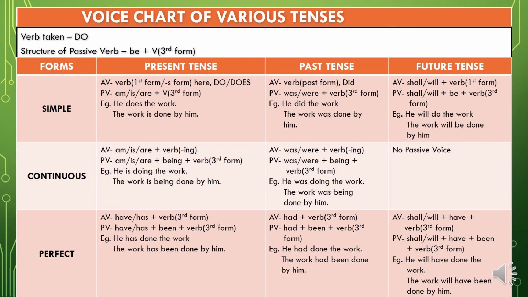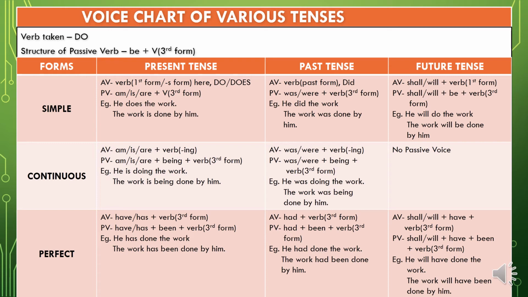Then in past tense, in past continuous or past progressive form, in active voice it is was or were plus verb ing, and in passive voice it will become was or were plus being plus verb past participle form, or the third form. He was doing the work, the work was being done by him. Then future continuous tense has no passive voice.